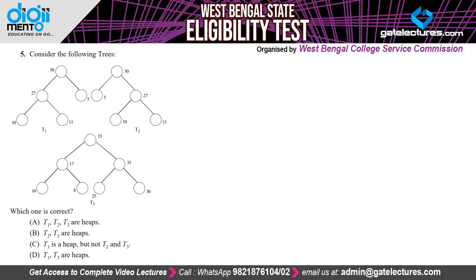Now let us look at question number 5. They are saying, consider the following tree. We have a tree here. And they are saying which one is correct. I mean, which of the following trees is actually representing a heap. Heap means root. We have two types of heap actually that I should tell you first of all. Heap, either we can have a max heap or we can have a min heap.